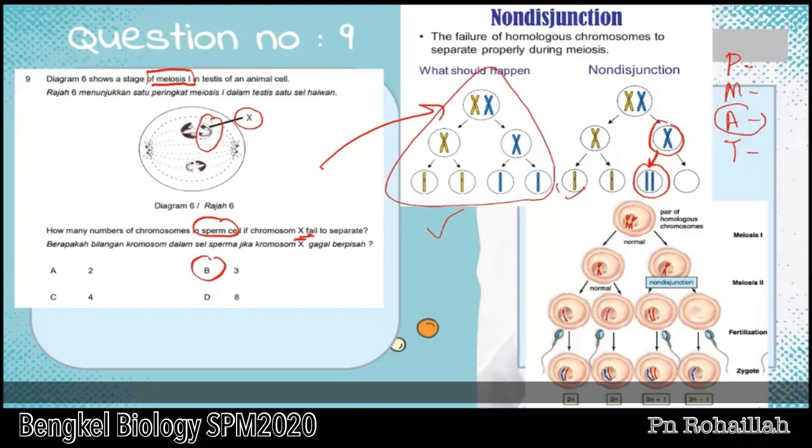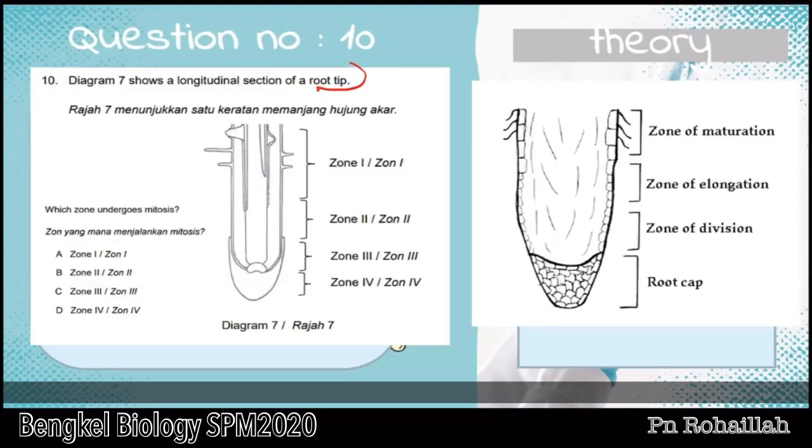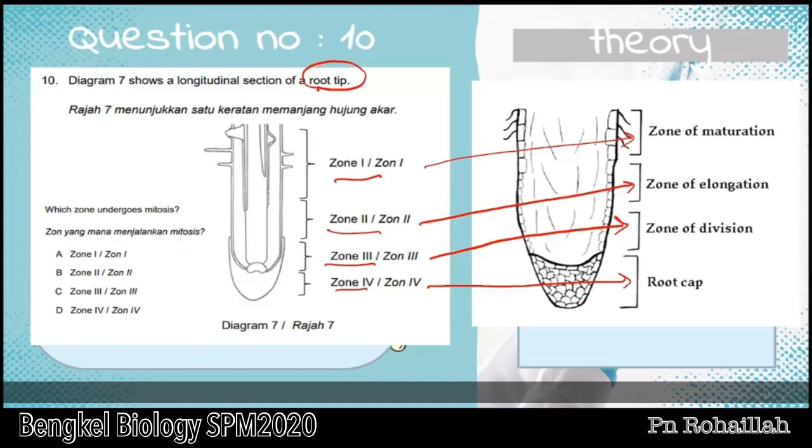Okay, so next. Question number 10. Before that, we take 1 minute for a break. Question number 10. It shows the longitudinal section of the root tip. So we have zone 1, zone 2, zone 3, zone 4. What are the names of these zones? Please write it down there. Zone 1 is the zone of maturation. Zone 2 is the zone of elongation. Zone 3, the zone of division. Zone 4 is the root cap.